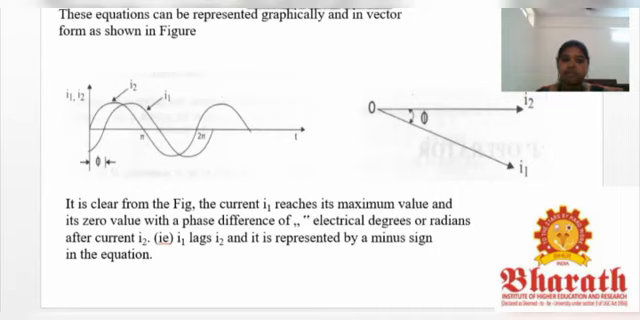Now from this graphical form we can say the current I1 lags the current I2. With respect to current I2, the current I1 is lagging by an angle of phi, the phase difference. If the current is lagging by an angle of 30 degrees, then phi is equal to 30 degrees. If it is lagging by 60 degrees, then the phase difference will be 60 degrees. So this is your graphical representation.